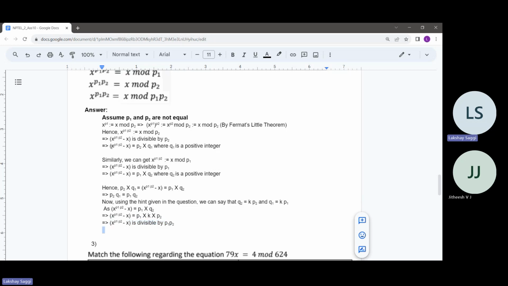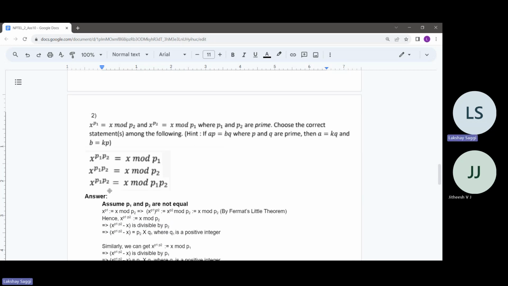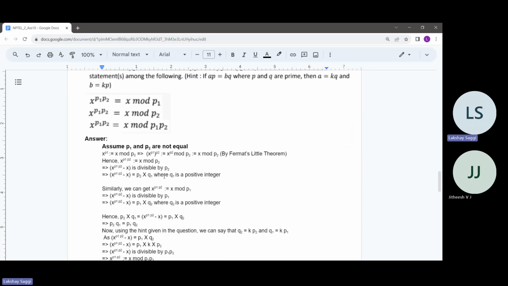And what does this leave us with? This implies that x raised to power P1 P2 is essentially congruent to x mod P1 P2. Like this statement and this statement are actually equivalent. So essentially all these three options are correct: x mod P1, x mod P2, x mod P1 P2.